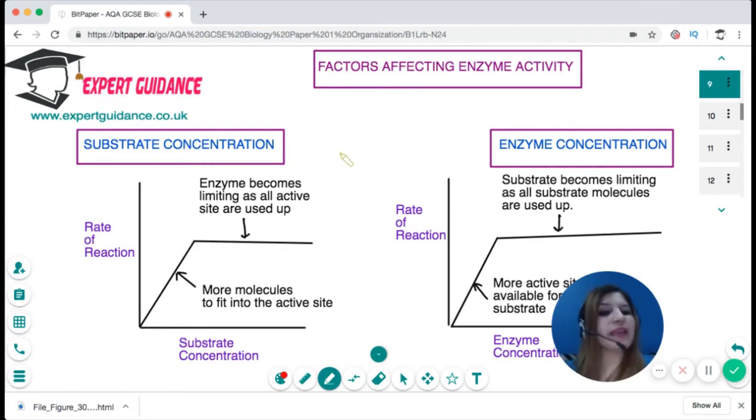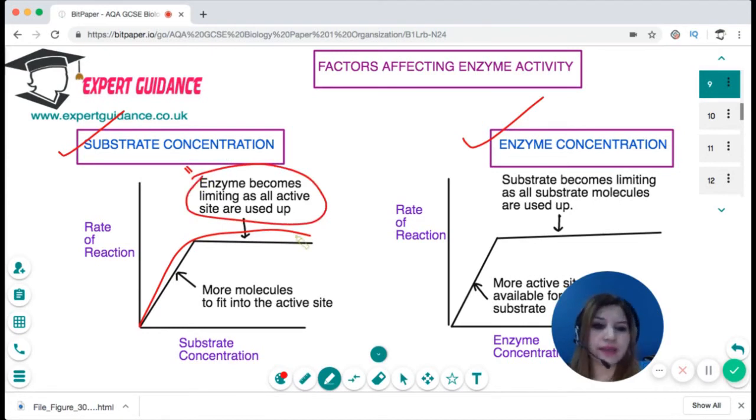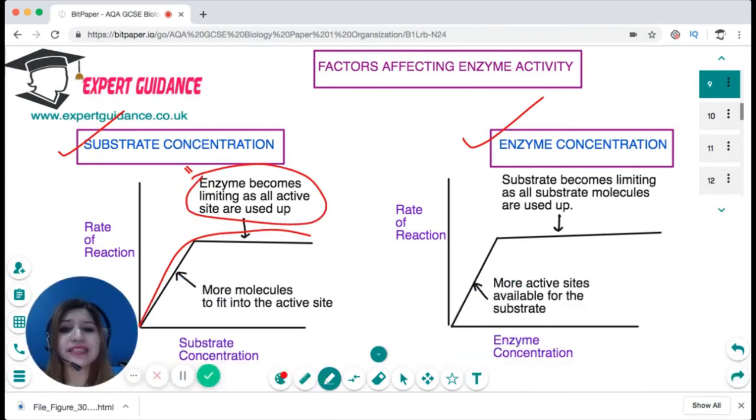Temperature and pH are two. We'll be discussing that. But the substrate concentration and enzyme concentration also affect the rate of reaction. So as we increase the substrate concentration, there'll be more molecules to bind with the active sites. Therefore, the rate will increase at the start. But after that, it levels off because all the enzyme active sites will be used up, and then enzymes will become a limiting factor.